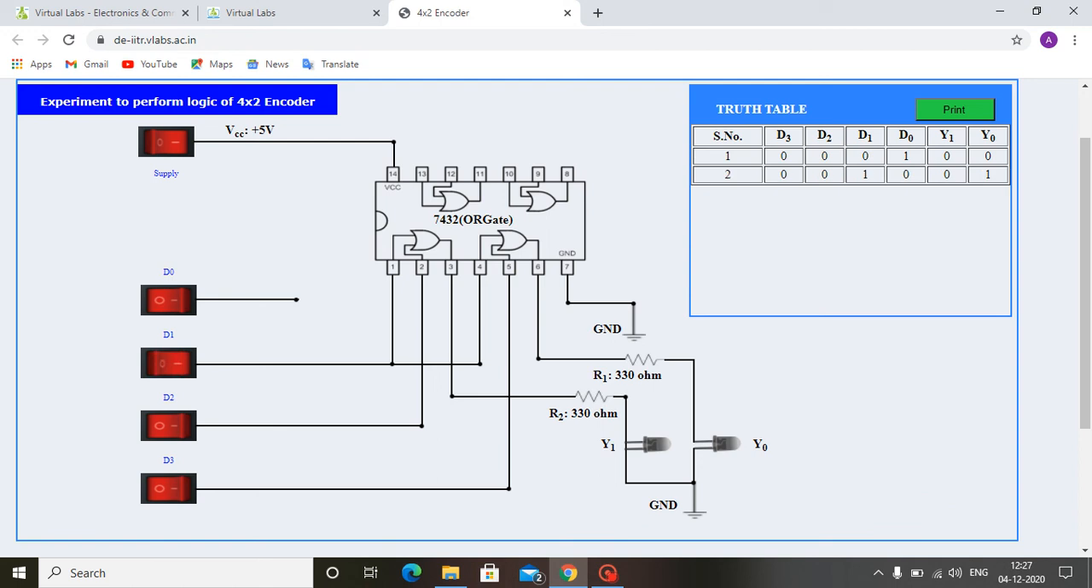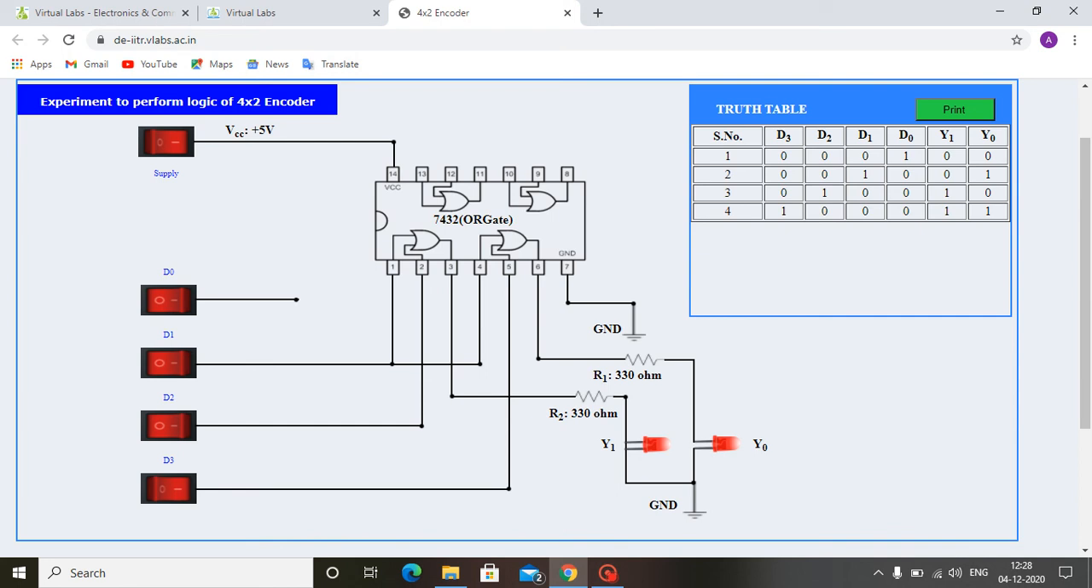If D0 is 0, D1 is 1, D2 is 0, D3 is 0, then Y0 output is glowing. That means the output for Y0 will be 1. Suppose when the input is 0, 1, 1, 1, then we can see that when D3 is 1 and D0, D1, D2 are 0, then Y1, Y0 both will be 1. So both the LEDs for Y0 and Y1 are glowing.